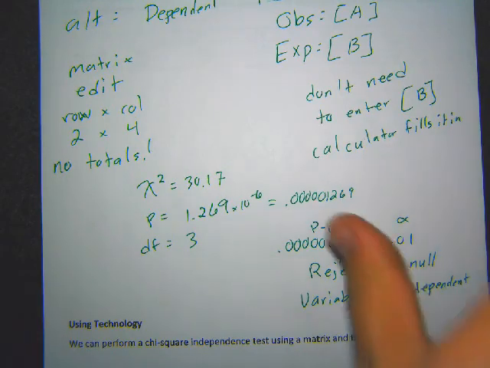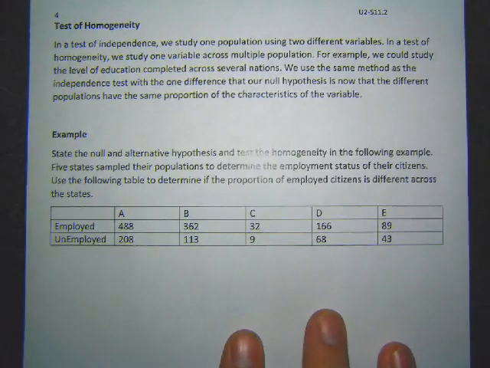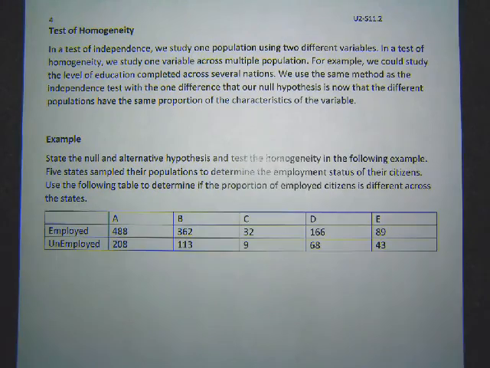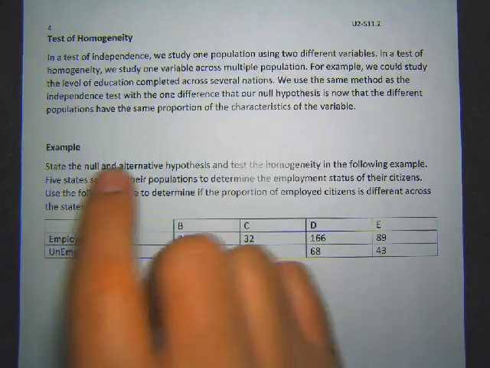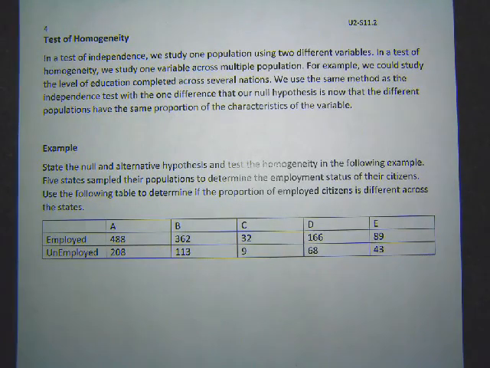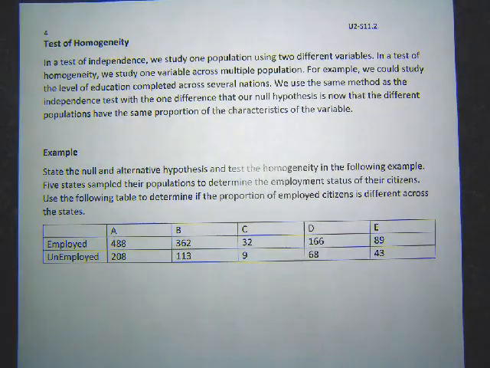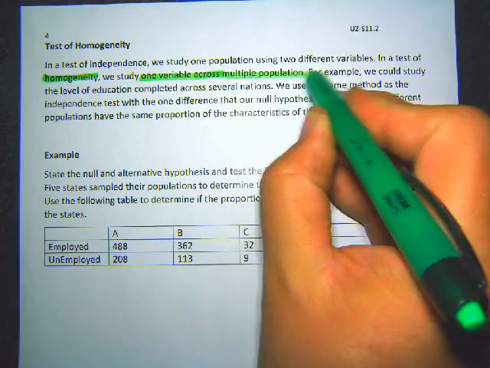Now, one more thing to show with this is the test of homogeneity. So for independence, we look at one population and we look at 2 different variables. For a test for homogeneity, we do something different. Instead of studying one population, 2 variables, we study one variable across multiple populations. So for homogeneity, we look at one variable across multiple populations.